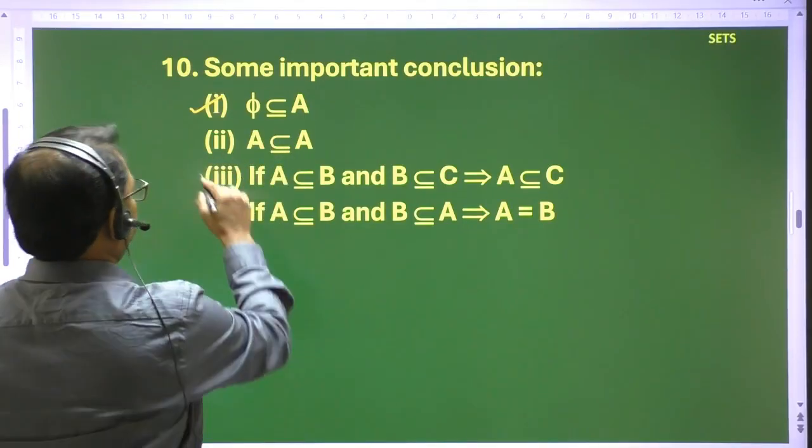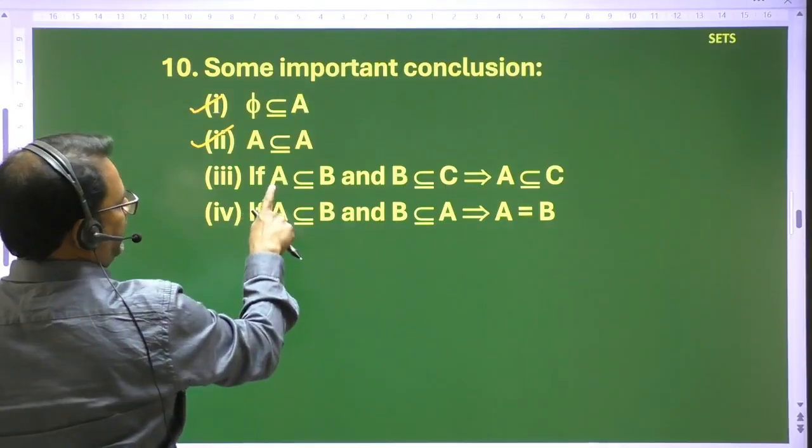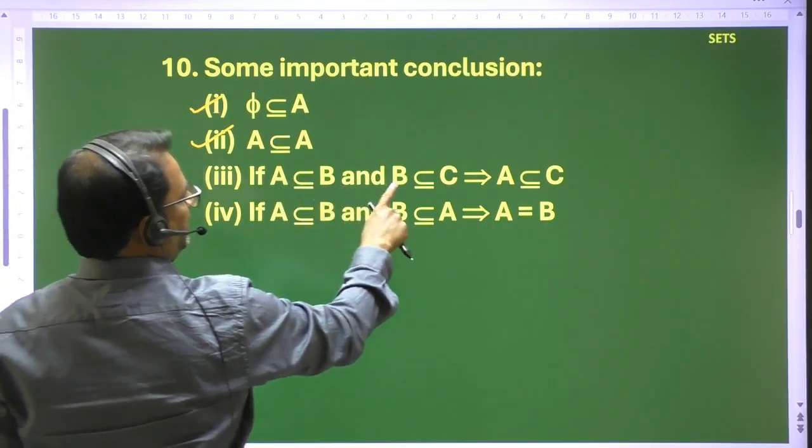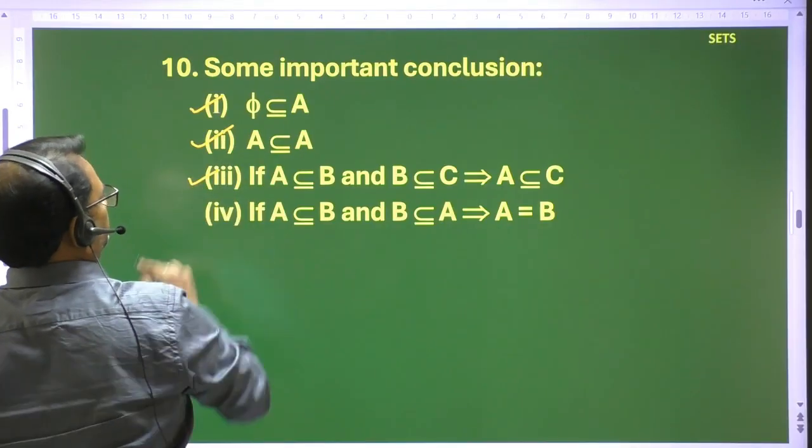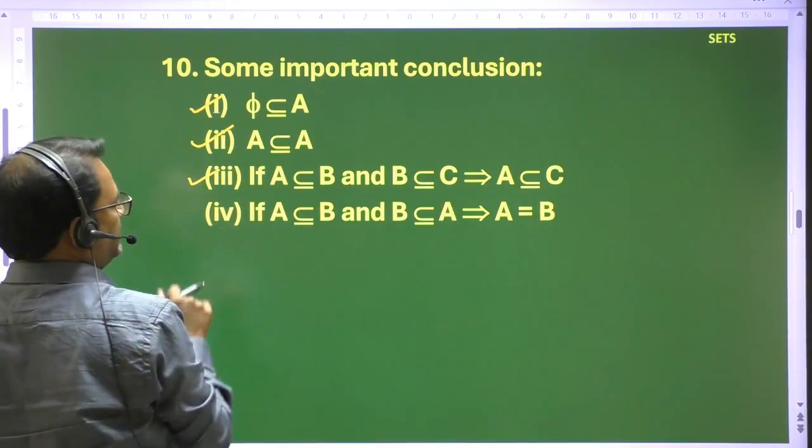Next, A is a subset of itself, that means every set is a subset of itself. Coming to the third point, if A is a subset of B, and at the same time B is a subset of C, then naturally A will be a subset of C. No need to prove these, they are very simple.